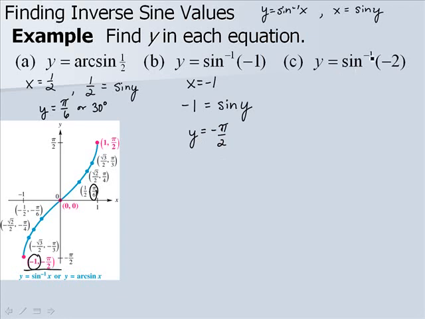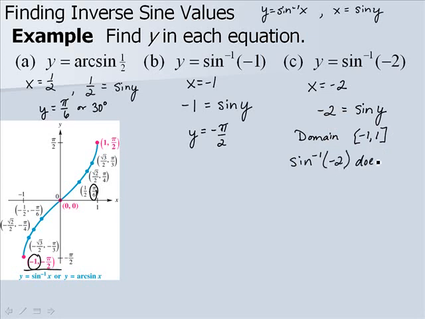Now let's look at part C. Y equals the sine inverse of -2. In this case, x is equal to -2, so we want to find the value for y that says the negative 2 is equal to the sine of y. But notice that negative 2 is not in the domain. The domain of our sine inverse function was negative 1 to 1, which was the range of our sine function. So since our x value is not in the domain, then we have that the sine inverse of negative 2 does not exist.